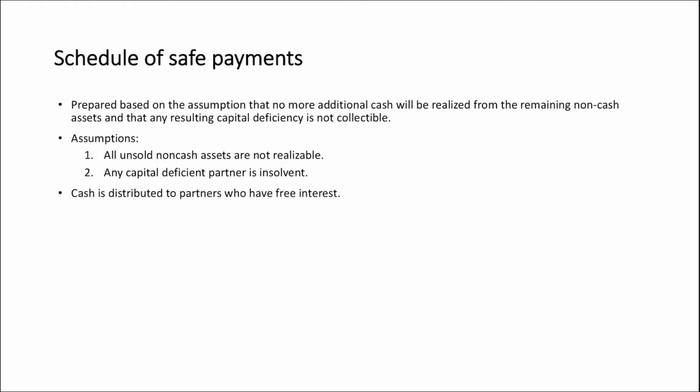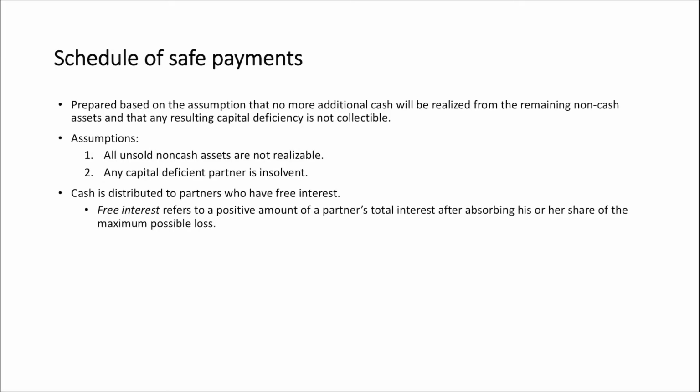Next. Under the schedule of safe payments, cash will be distributed to partners who have free interest. Ano yung free interest? It is a positive amount. A free interest is a positive amount of a partner's total interest after absorbing his or her share of the maximum possible loss. So kung after mo ma-absorb yung maximum possible loss mo at naka-positive amount ka pa, pwede ka na makatanggap daw ng cash. Yun lang yun. Kaya nga siya tinawag na schedule of safe payments kasi this will tell kung magkano yung pinaka-safest cash distribution natin or cash payments.